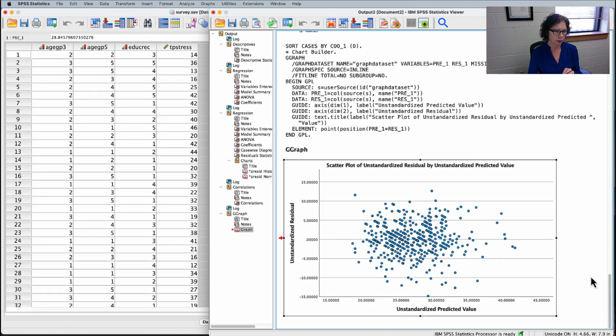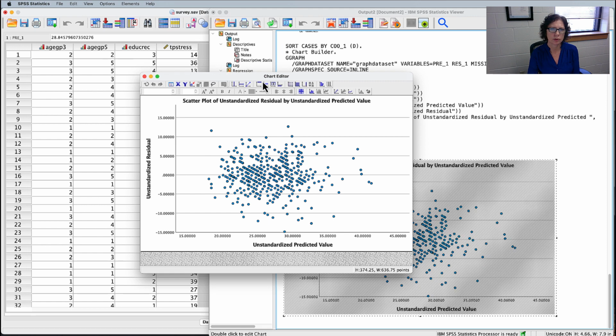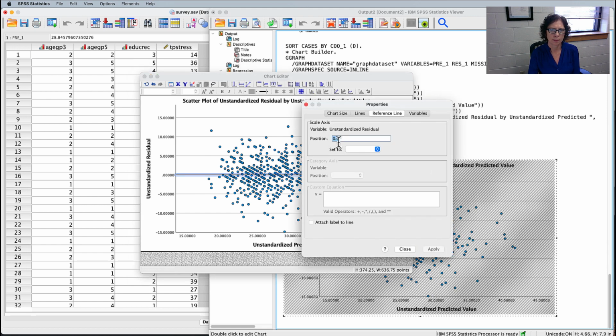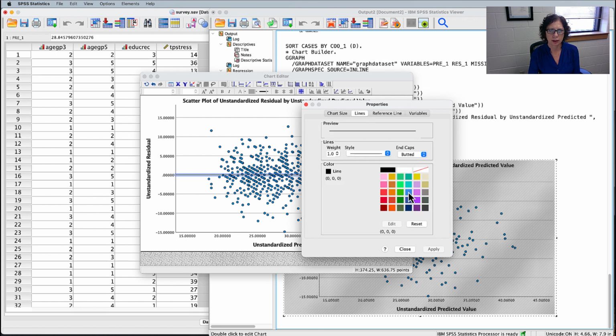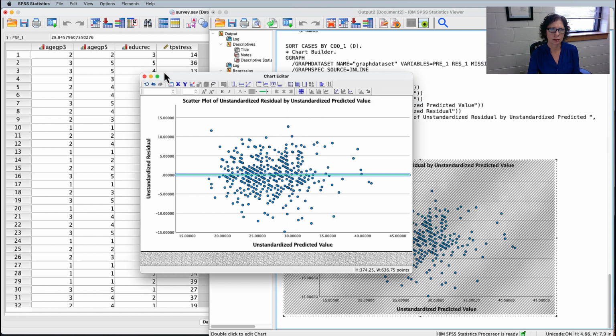Next, we're also going to use this graph to look at homoscedasticity. And that is saying that the residuals are distributed similarly across all these values of the predicted value. So what we can do is add a reference line to the y-axis at 0. And we can also make it a color or make it stand out, make it thicker so you can see it. Applying that and closing.